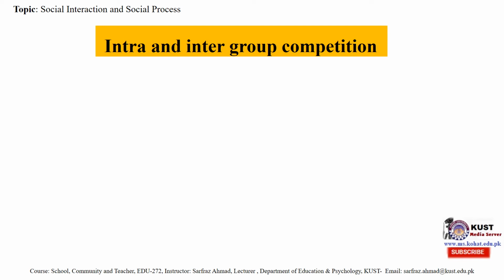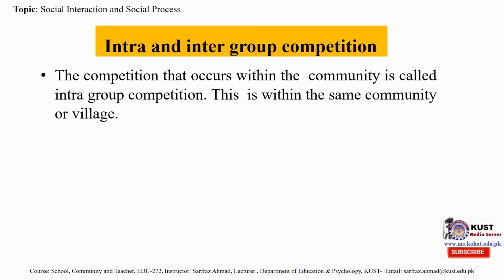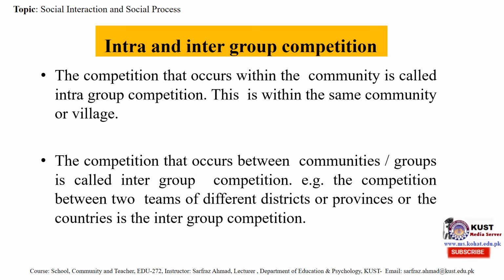Intra-group and inter-group competitions. The competition that occurs within a community is called intra-group competition. This is within the same community or village. The term intra is also used in intranet, the communication system we use inside a particular organization or institution. In the same way, when the competition is inside one community, it is called intra-group competition. And the competition that occurs between communities or groups is called inter-group competition. For example, the competition between two teams of different districts, provinces, or countries is inter-group competition.